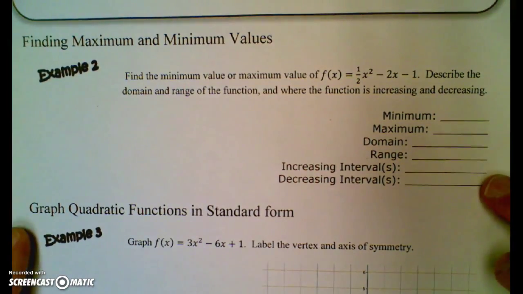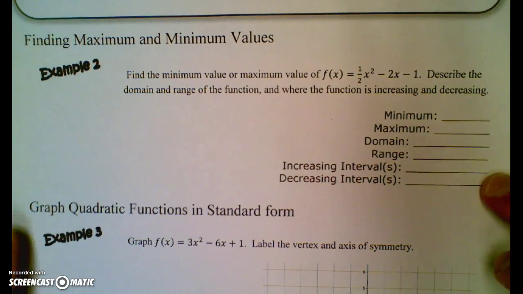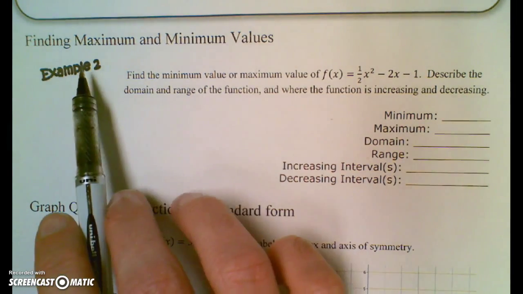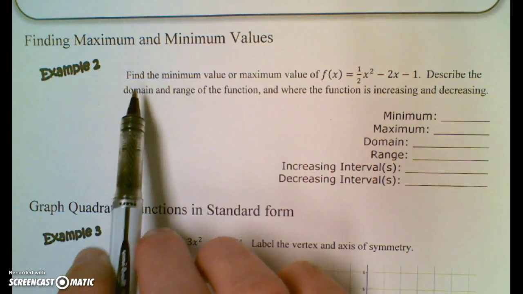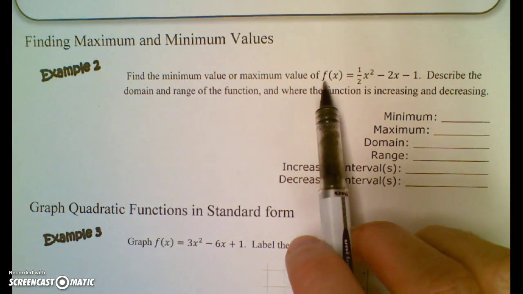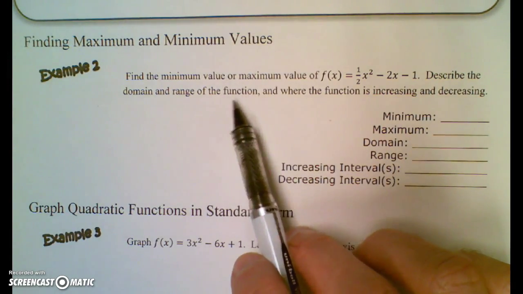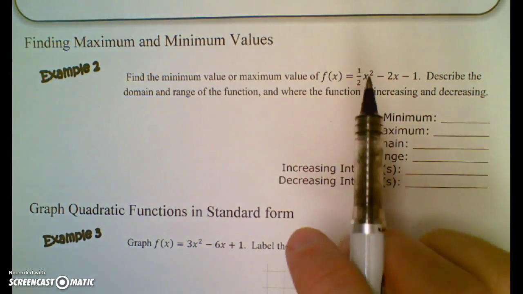Today we're going to work on this more of day 1 notes. We're going to look at example 2 and we're going to see how we can get the answer to that problem. So this question is asking us to find maximum and minimum values. So we're trying to find the maximum and minimum of this function, and then we're going to describe the domain and range and then where the function is increasing and decreasing.